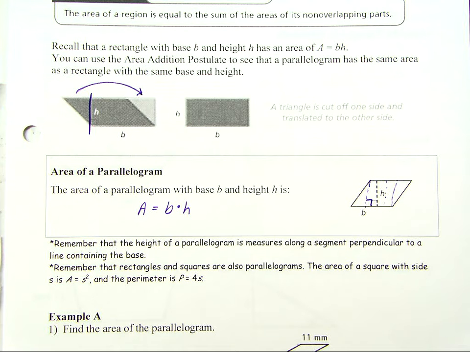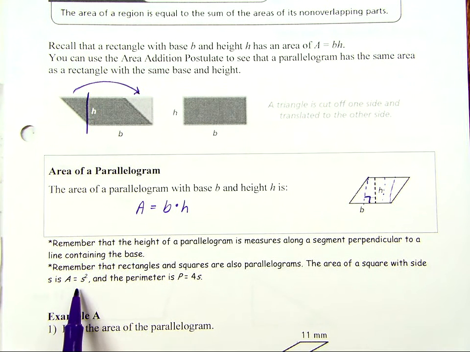Also, we want to keep in mind that our rectangles and squares are also parallelograms. Sometimes the area of a square is written as A equals S squared, but that really is the base and the height. It's simply that all sides are the same, S times S.